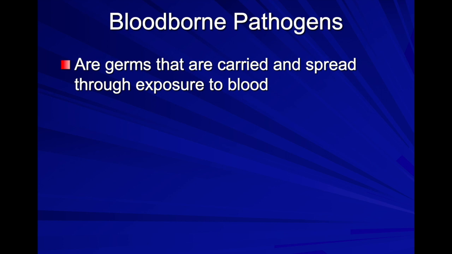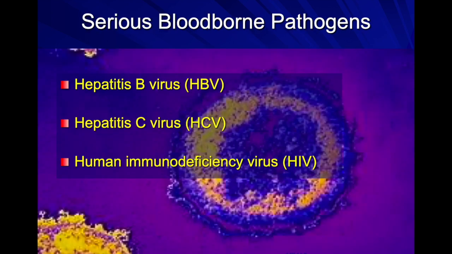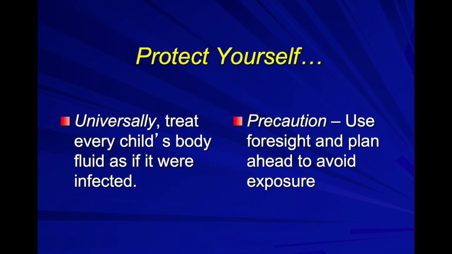Bloodborne pathogens are germs that are carried and spread through the exposure to blood. These are three bloodborne pathogens that are serious: hepatitis B, hepatitis C, and HIV. We need to all protect ourselves universally. That means that every child is treated the same as if they could be infected, and we need to use some thought process and plan ahead for an exposure.